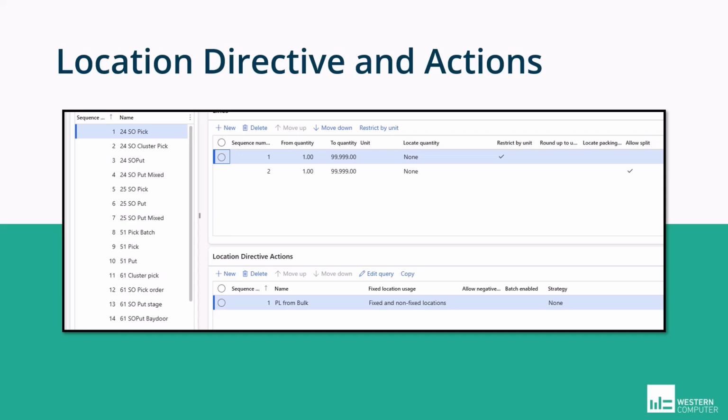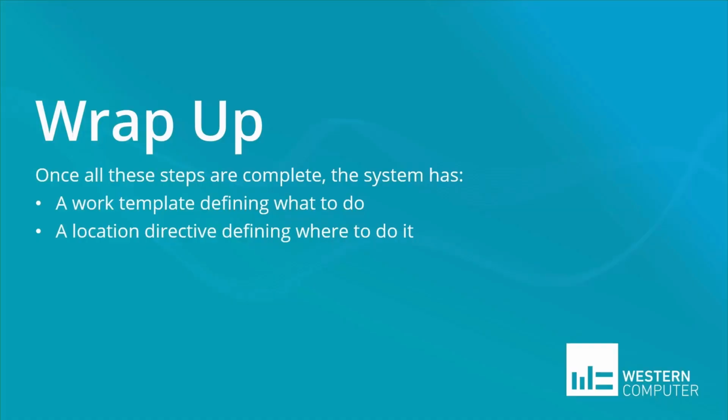Once all of these steps are complete, the system has a work template defining what to do and a location directive defining where to do it. The work is then created and made available for execution in the warehouse. While advanced warehousing offers extensive flexibility, understanding this core process is the foundation for designing effective and predictable warehouse operations.